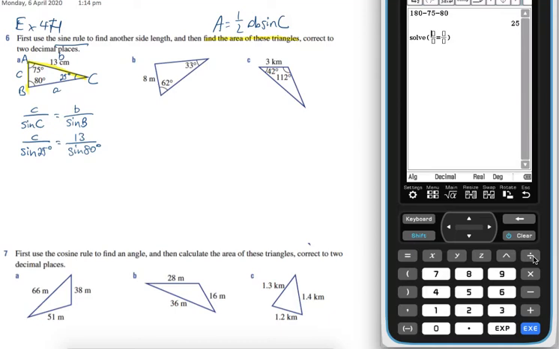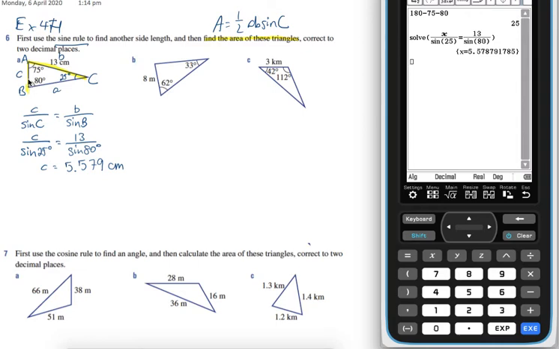So we've got x on the top, and then shift 1 for sine 25 degrees, close your brackets, and then 13 on shift 1, sine 80, close your brackets. There we get x as being 5.579 to 3 decimal places, centimeters. Our next step is to find the area of our triangle.